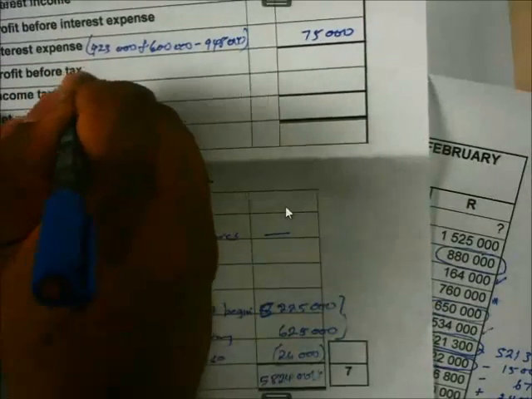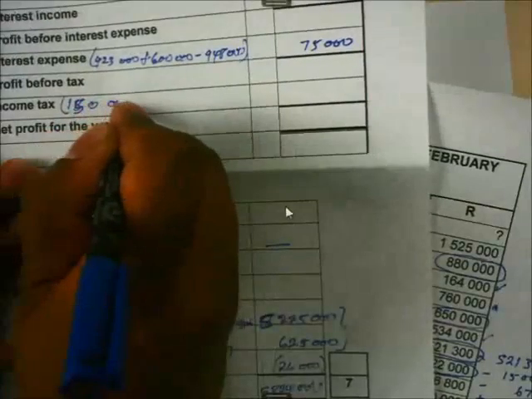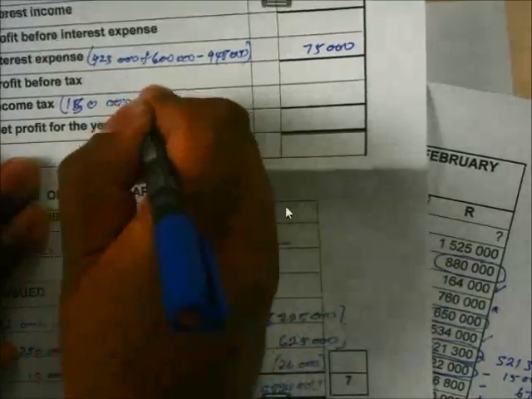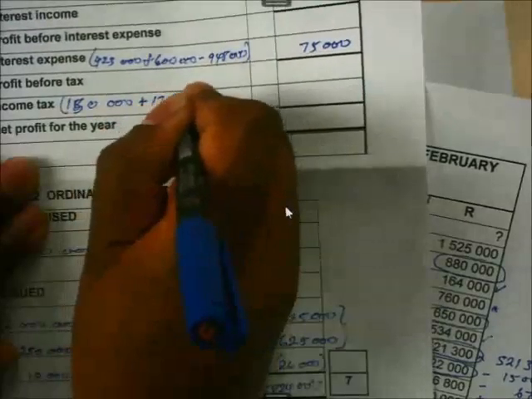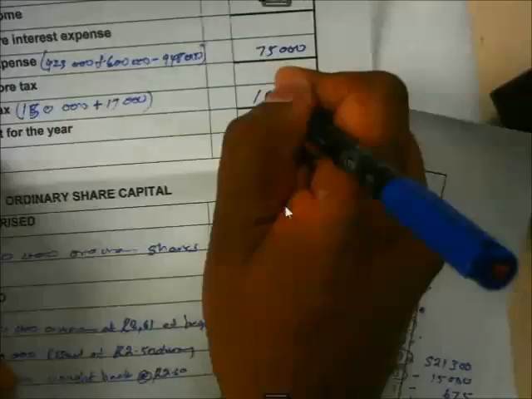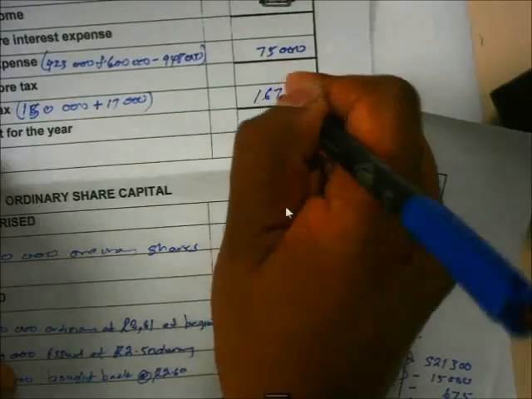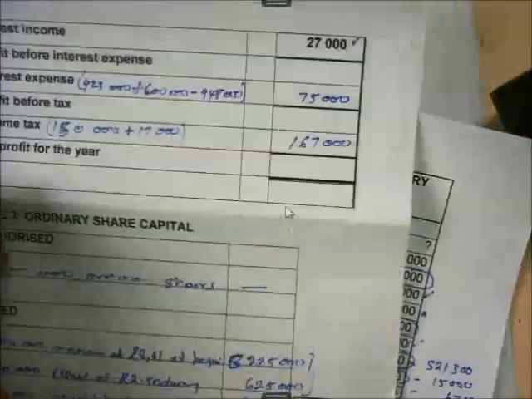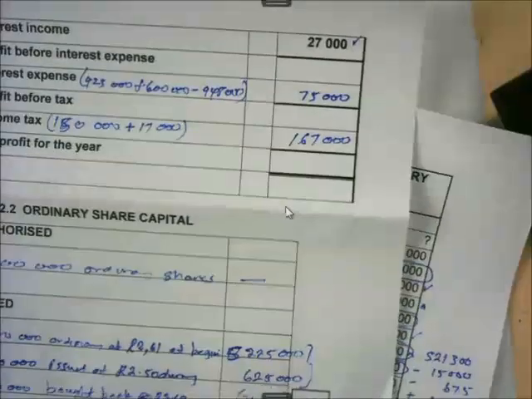Therefore, you go to your income tax. We had already paid 150,000. But we still owe 17,000, which means all in all, our tax liability for the year is 167,000. And then you are done with the income statement.